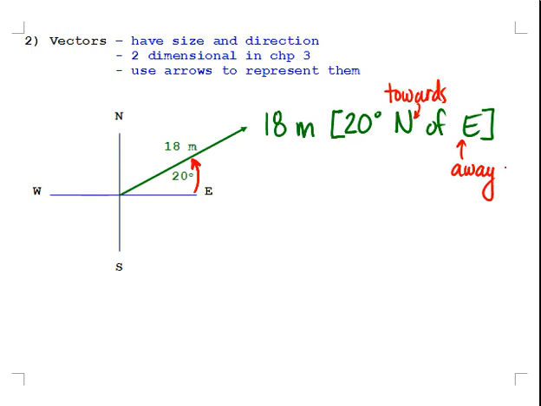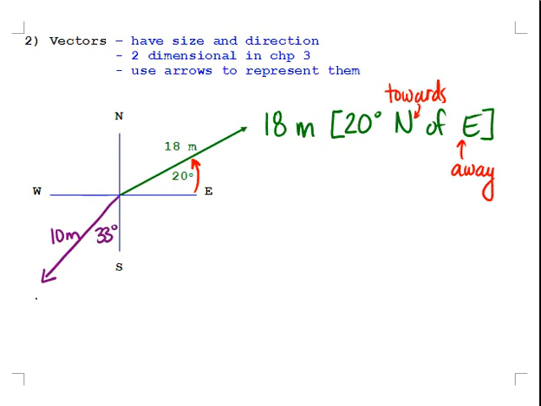So let's try another one. I'll throw one more in here. We'll color code. Let's go purple. Let's go with this one. Let's go right down there. Let's call this 10 meters, and let's go 33 degrees right there.